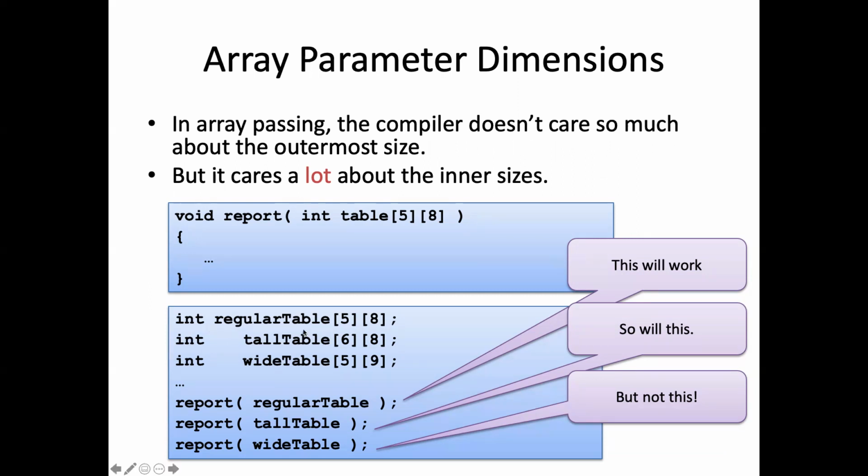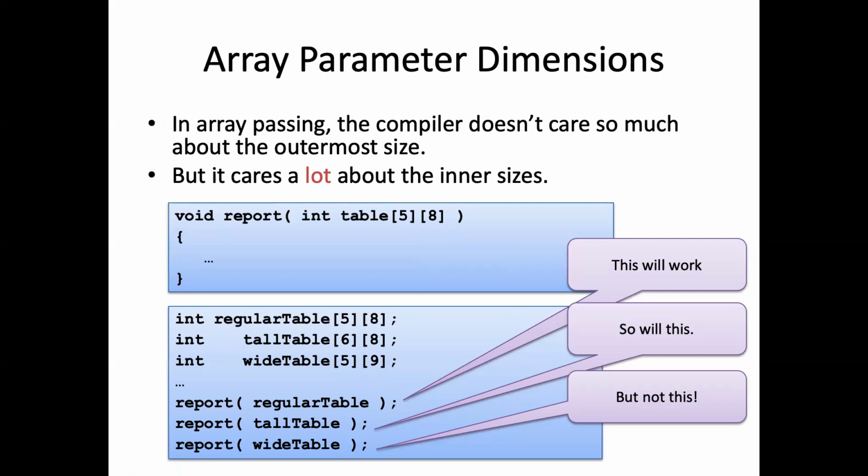I made 3 tables. One is 5 by 8, exactly like the function is expecting. One of them is a little bit taller, 6 by 8, and one of them is the same height but a little bit wider. The compiler is just fine with me passing a 5 by 8 array to a function that's expecting a 5 by 8 array. It's also perfectly happy with me passing a 6 by 8 array to that function, even though it's taller than what the function is expecting. But it won't let me pass a 5 by 9 array, an array that's wider but the same height.